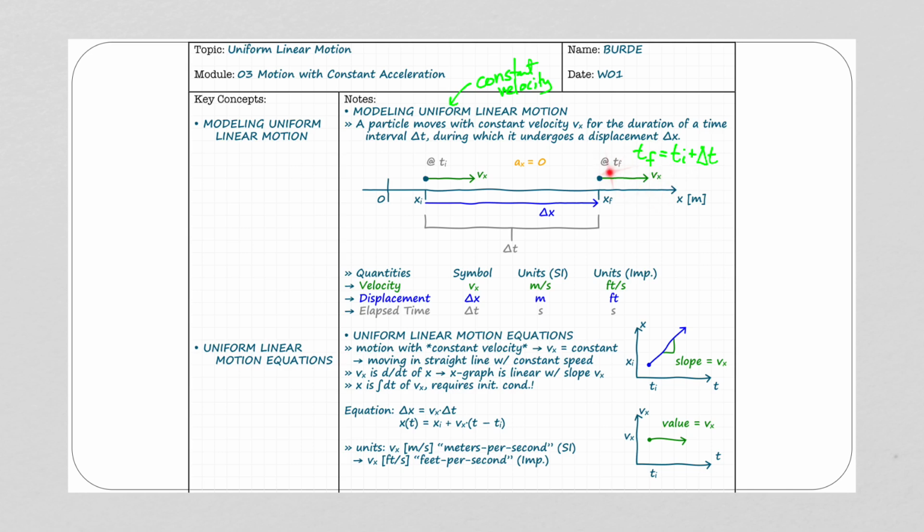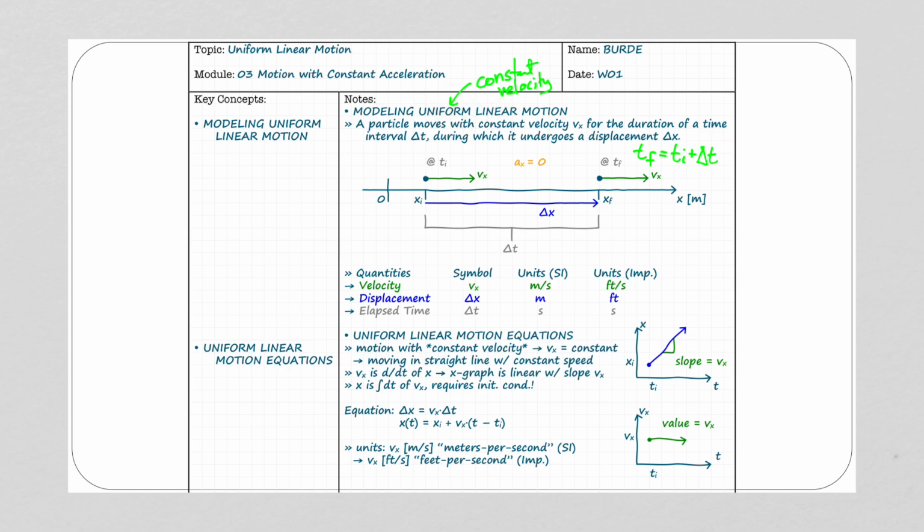And the particle's velocity is still the same as it was before, because the velocity is constant. So the quantities that we have to consider here is the velocity. Again, there's only one velocity to consider because it's constant. And then there's the displacement, how far the particle moves and in what direction, and the elapsed time. The acceleration, in this case, is zero. That's part of the assumption of the uniform linear motion.